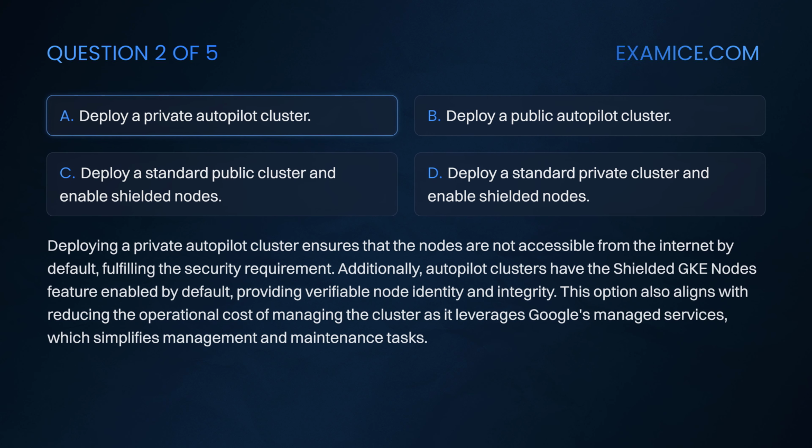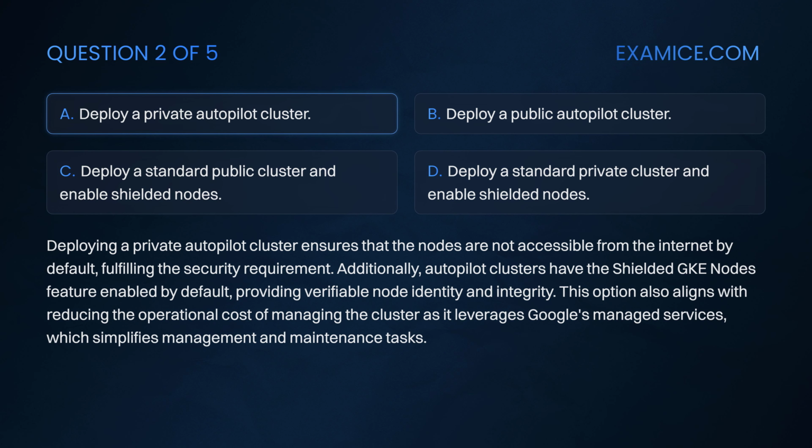Deploying a private Autopilot cluster ensures that the nodes are not accessible from the internet by default, fulfilling the security requirement. Additionally, Autopilot clusters have the Shielded GKE Nodes feature enabled by default, providing verifiable node identity and integrity. This option also aligns with reducing the operational cost of managing the cluster as it leverages Google's managed services, which simplifies management and maintenance tasks.